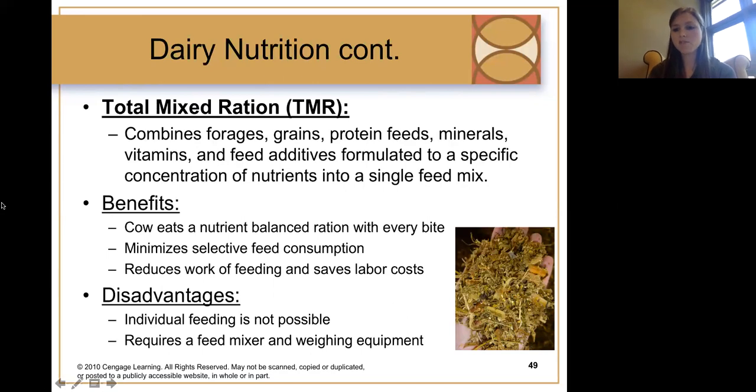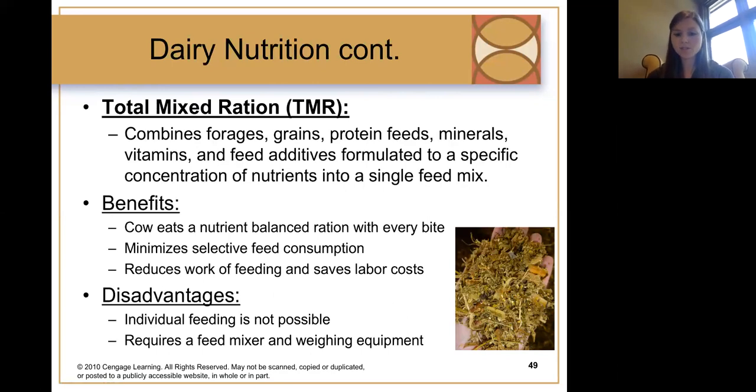Some benefits of feeding a TMR are that your cow can eat a nutrient-balanced ration with every bite, so it minimizes selective feed consumption. Sometimes animals will sift through their feed and eat certain things that they want, and this reduces that because it's all been blended together. It can also reduce the work of feeding and save labor costs because you don't have to feed different ingredients individually. You can feed them all together at once.